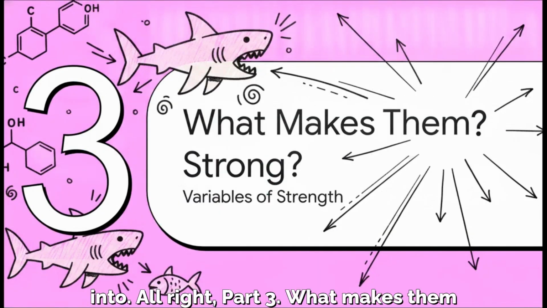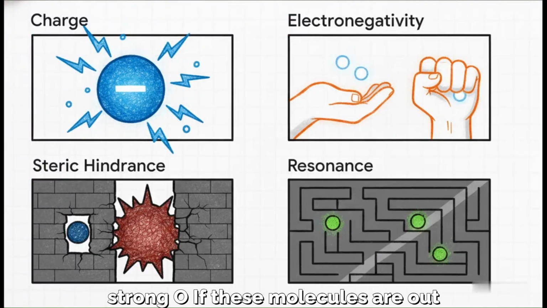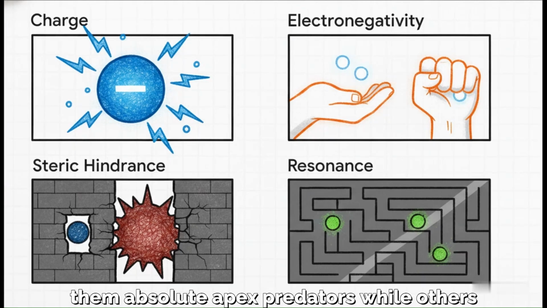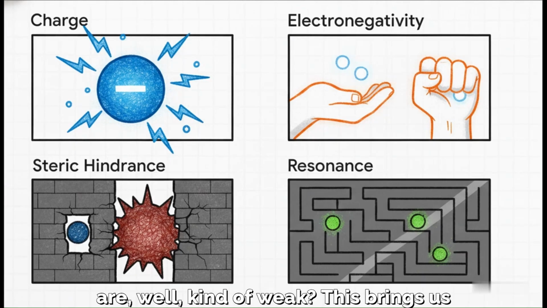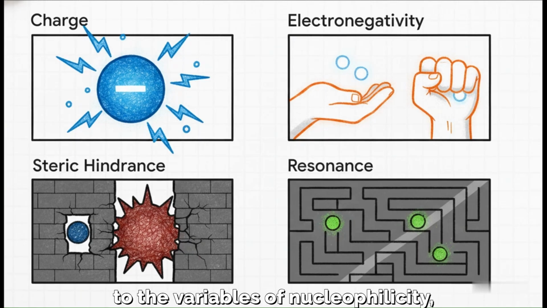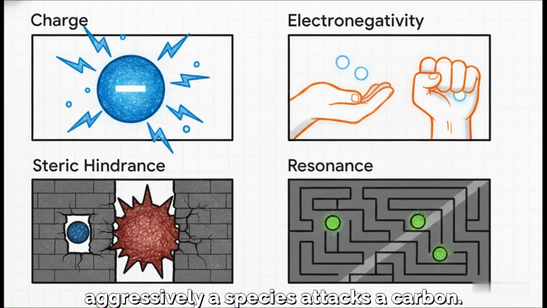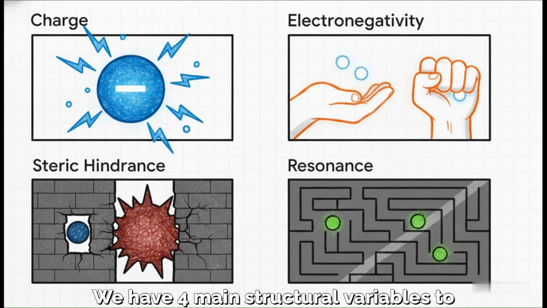All right, part 3. What makes them strong? So, if these molecules are out prowling for targets, what makes some of them absolute apex predators while others are, well, kind of weak? This brings us to the variables of nucleophilicity, which is basically a measure of how aggressively a species attacks a carbon. We have four main structural variables to look at.